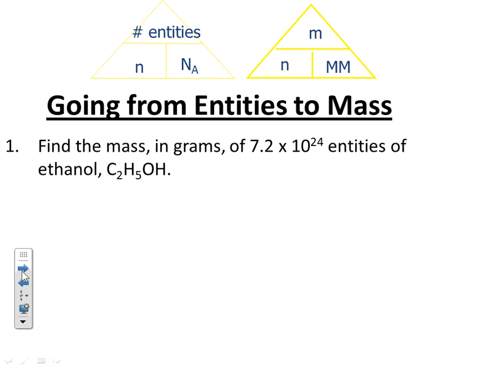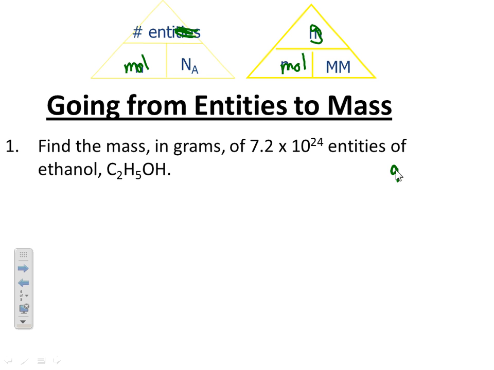Let's do a couple where we go the other way. We're going to start with entities and go to mass. We're using the same equations. Again, I like moles. Again, I like grams. And I like moles in the equation. So find the mass. In the end, the last thing I'm going to get is grams. I like to write grams.